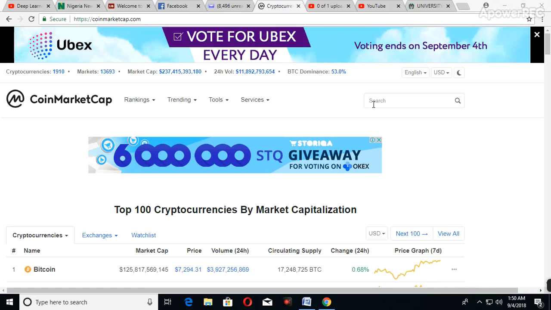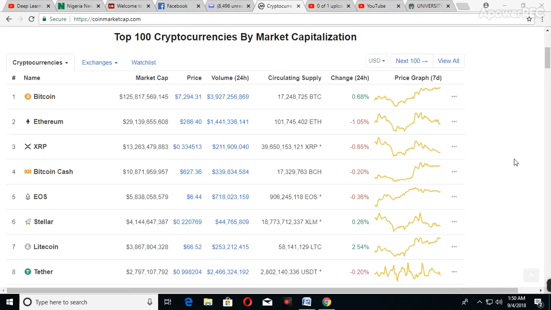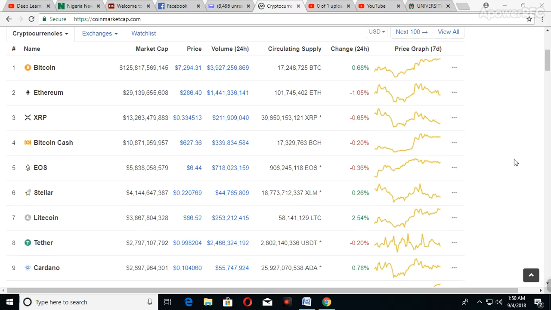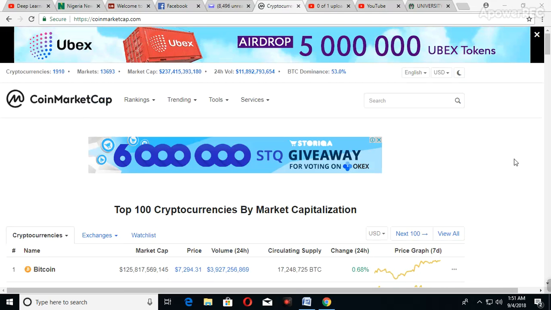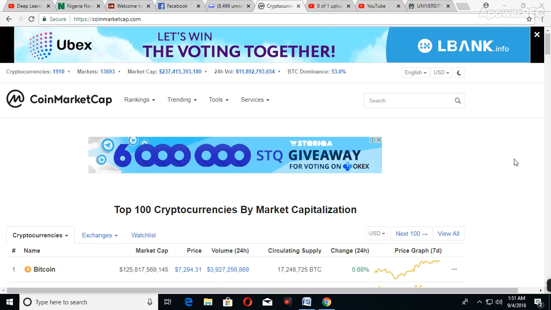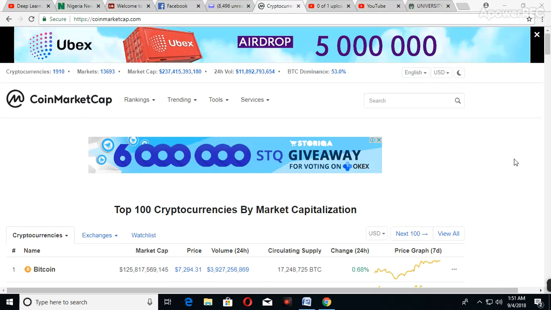Today I'm going to be showing us how to check the prices of cryptocurrencies. If you're trading bitcoins or any cryptocurrencies and you want to know their prices so that you know when to sell and when to buy, there is a website that you can go to where you can see all the prices, including the volumes that are sold and the price change and everything. This is the website.